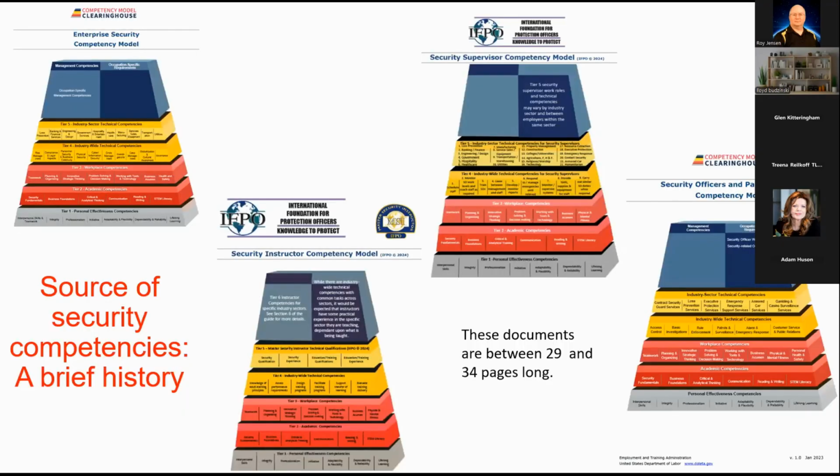In front of you, you see 4 competency models. In the top left-hand corner, you see the enterprise security model. Next to it on the right-hand side is the instructor competency model. Then you have the security supervisor competency model, and in the far right-hand corner, the security officers and patrol services competency model.